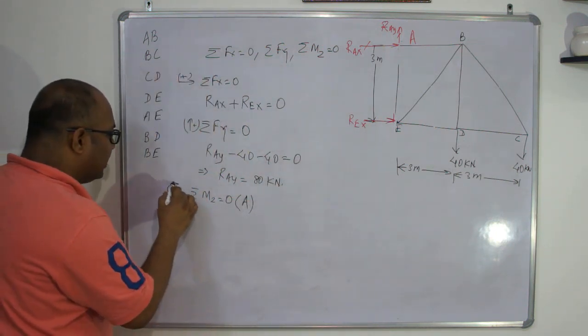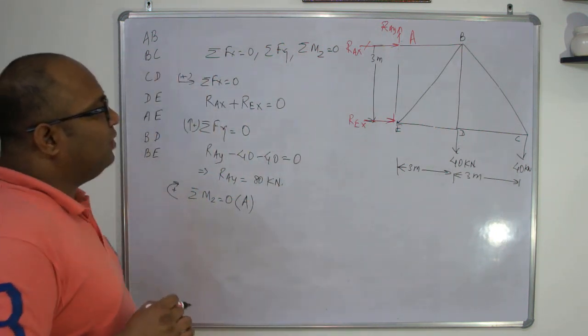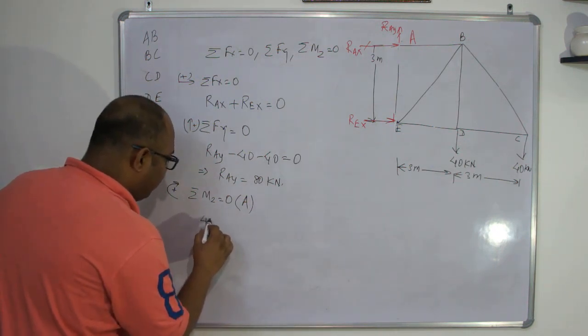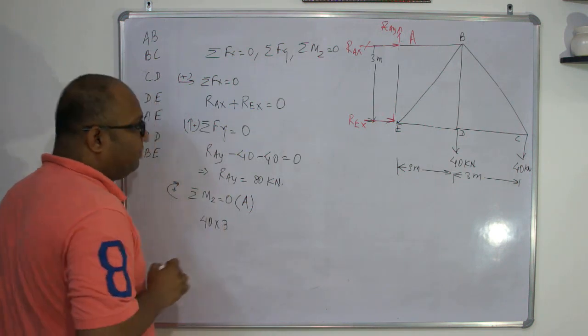I am taking clockwise as positive. So what will I get? 40 multiplied by 3. You see?